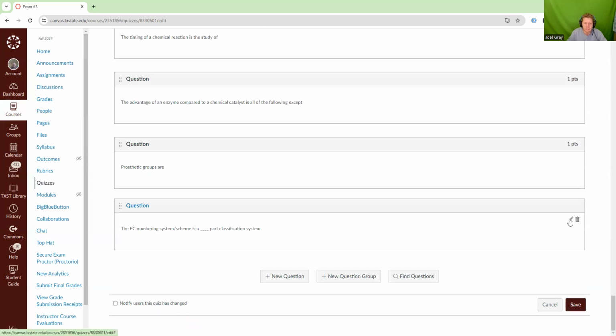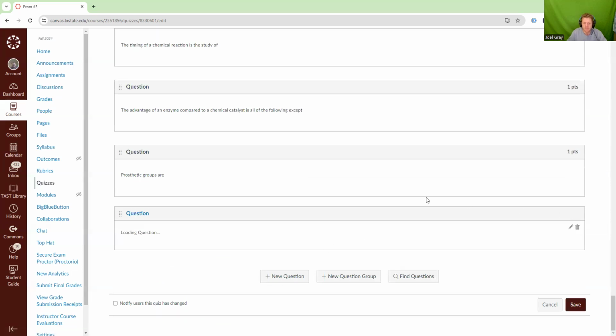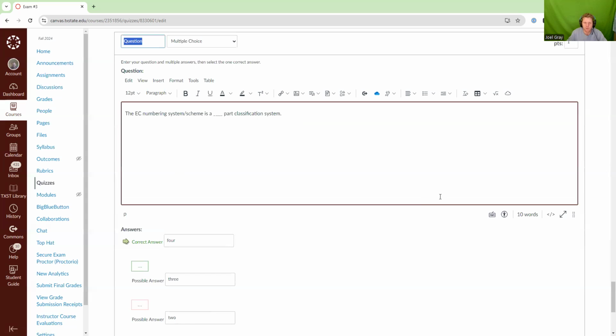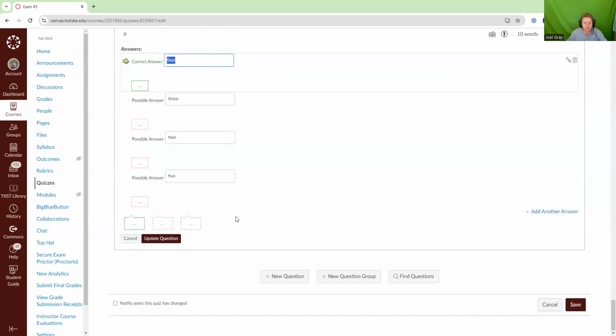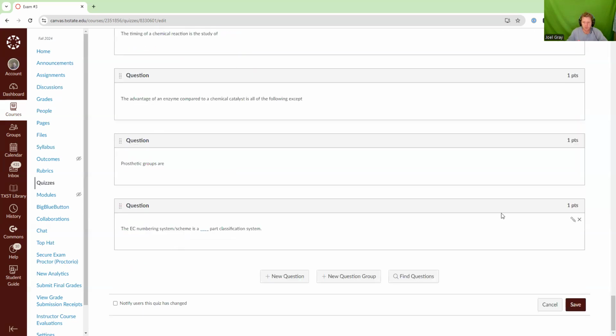Last but not least, the EC numbering system or scheme is a blank part classification system. So this is basically how many different numbers are there, and there are a total of 4 different numbers. Most commonly, you'll see something like 1.1.1.1. So update that question. Okay, well, that is that exam.